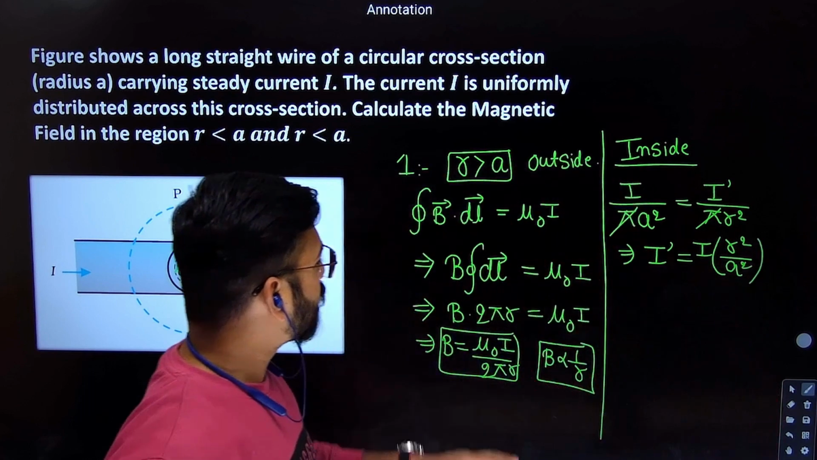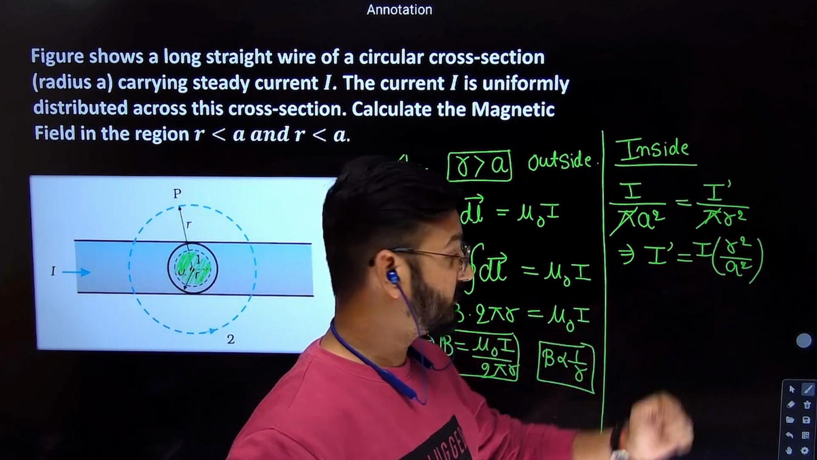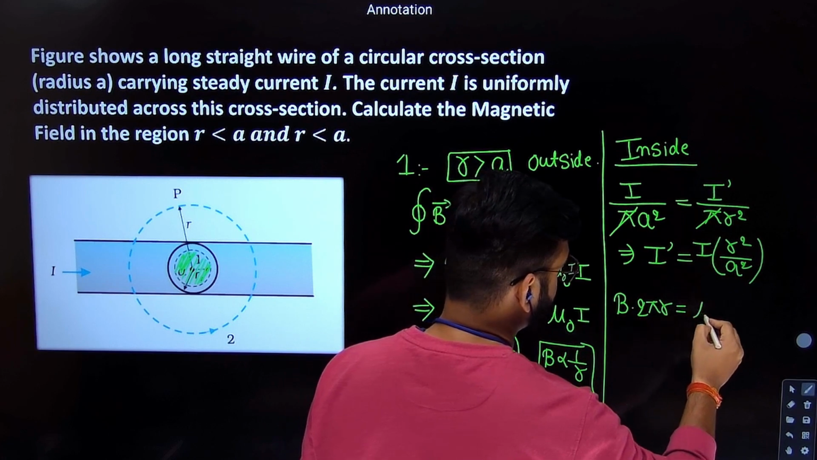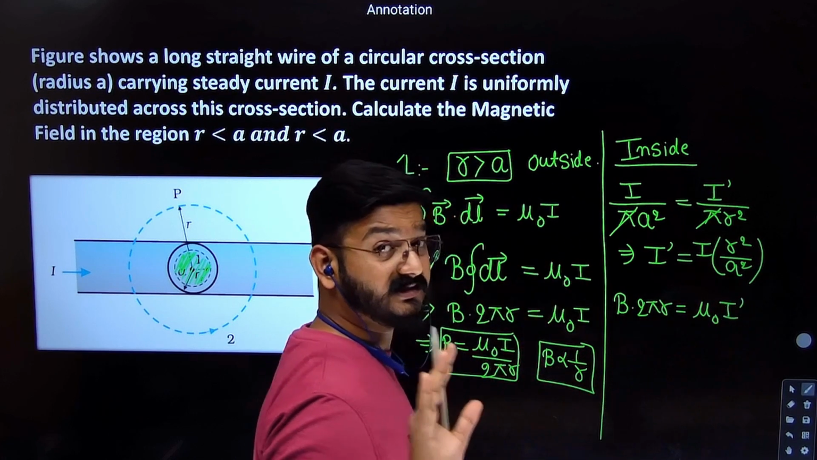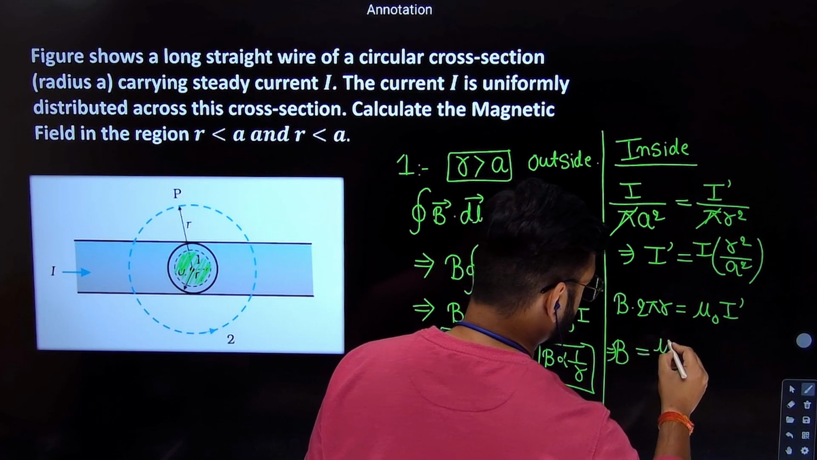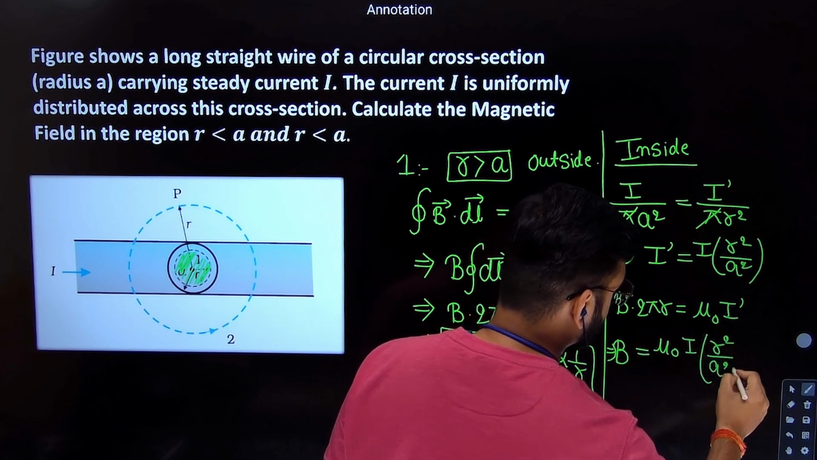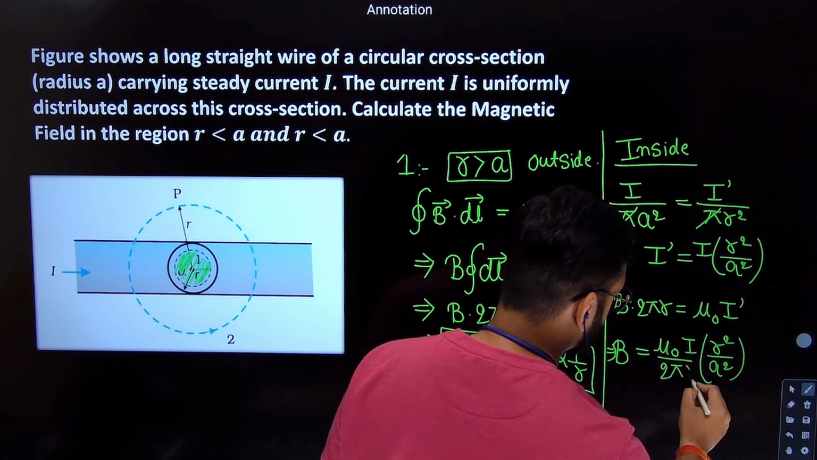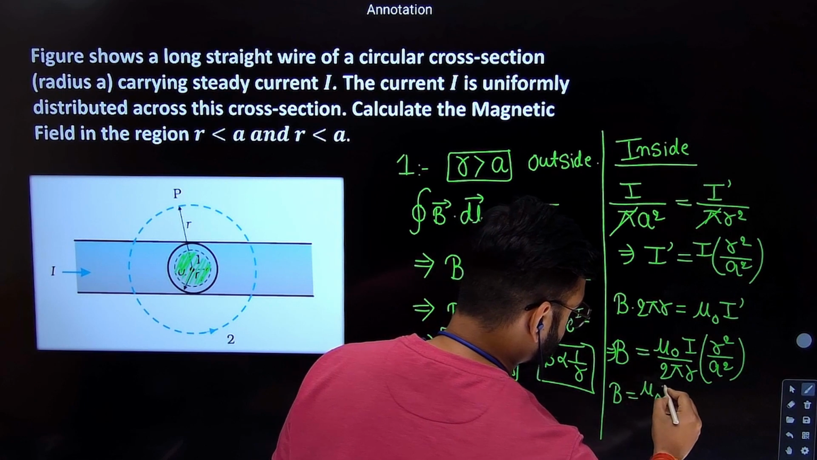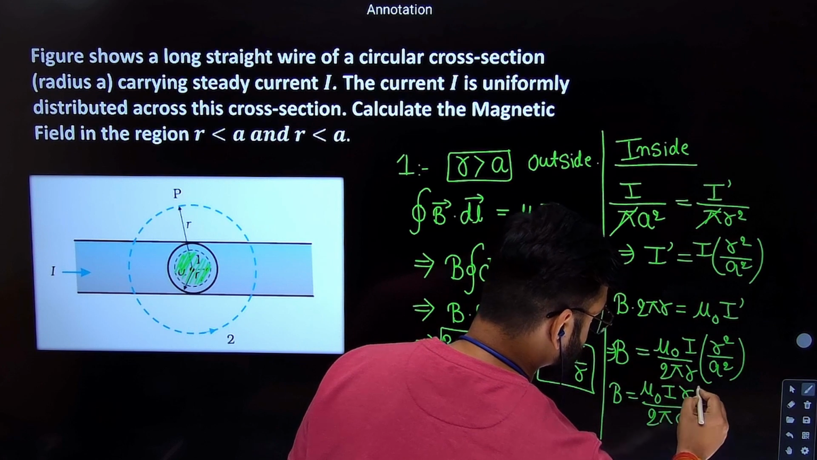This is the current. Now you don't have to do this much. You can directly write this step, and here, instead of this current, you will put this current. So if I write directly, B into 2 pi r equal to mu naught into I dash. Only the current is changing, that's it. And you found the current by using current density. So magnetic field will be equal to mu naught into I r square by a square divided by 2 pi r. When you simplify this, r square and r get cancelled. So magnetic field is mu naught I r divided by 2 pi a square.